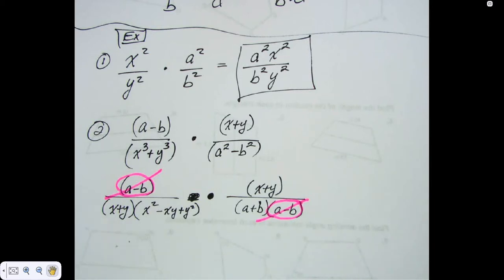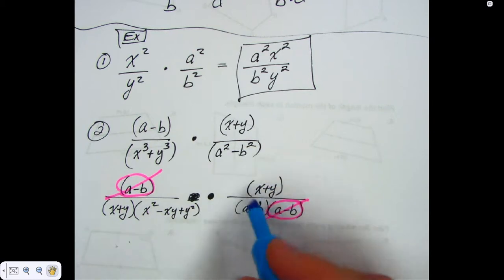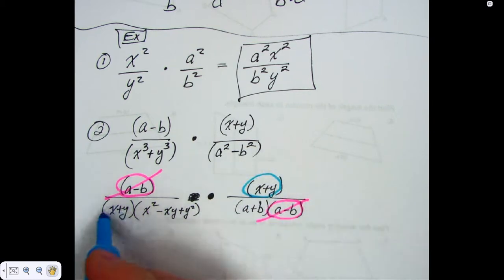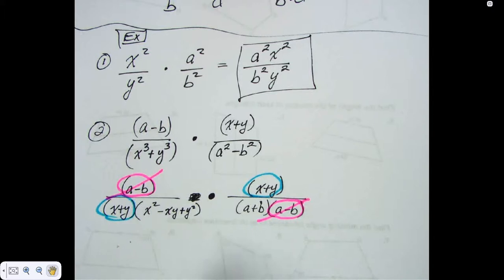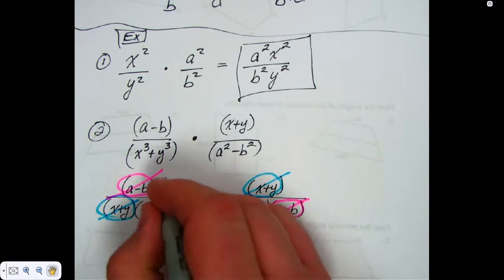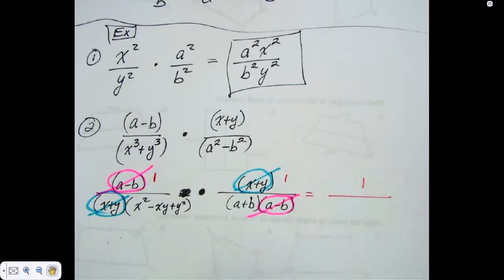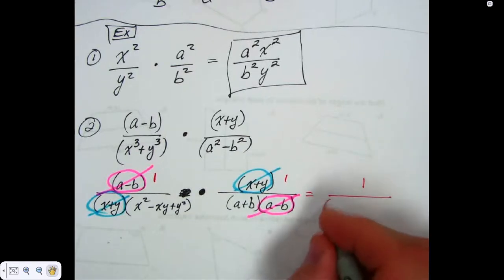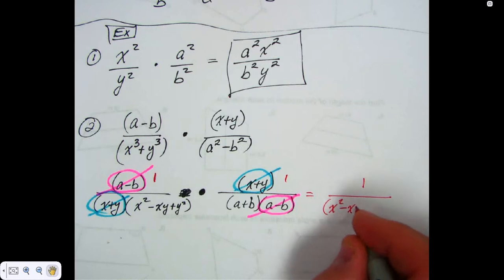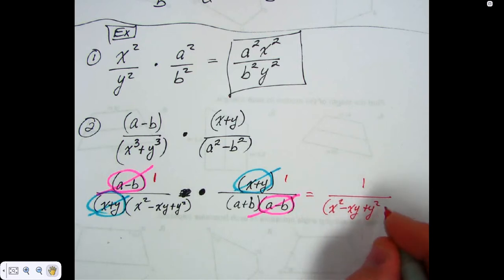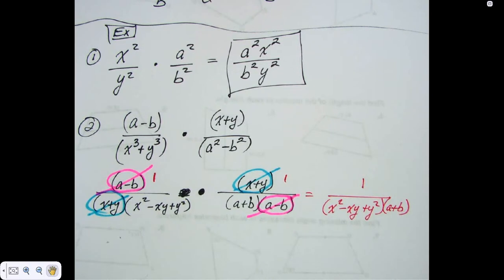So instead of having to multiply through and multiply these, you've got a little bit of an easier deal now, don't you? And if you'll look here, how about this and this? Are they the same? Yes, so they can cancel. So now all you're left with on top, we got to understand that's a 1 when it cancels, and this is a 1. So really, when you multiply through here, all you're left with is a 1 on top. All you're left with on bottom is x squared minus xy plus y squared times a plus b. Easy peasy.